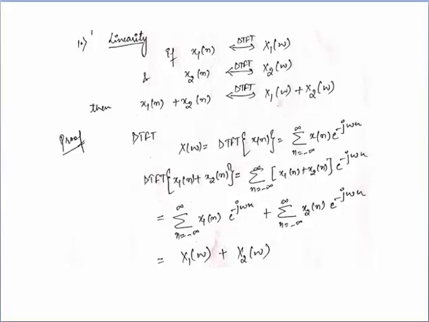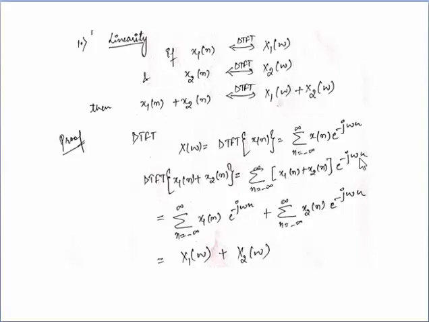To prove it, first we have to write the formula of DTFT, that is DTFT of x(n) is equal to summation n tends to minus infinity to infinity x(n) e raised to power minus jωn. So we have to put x(n) is equal to x1(n) plus x2(n). So the DTFT of x1(n) plus x2(n) is equal to summation n tends to minus infinity to infinity of x1(n) plus x2(n) times e raised to power minus jωn.